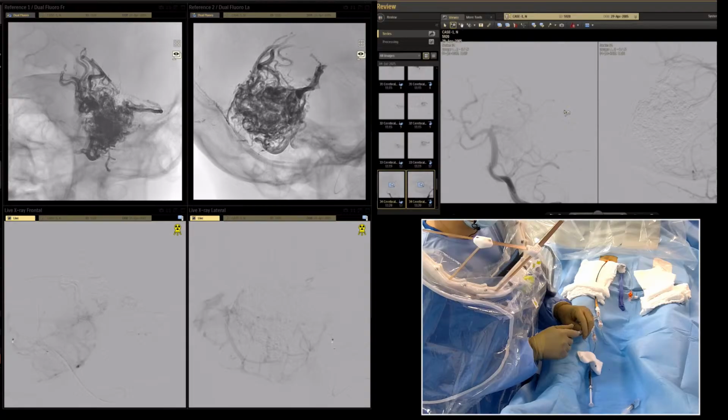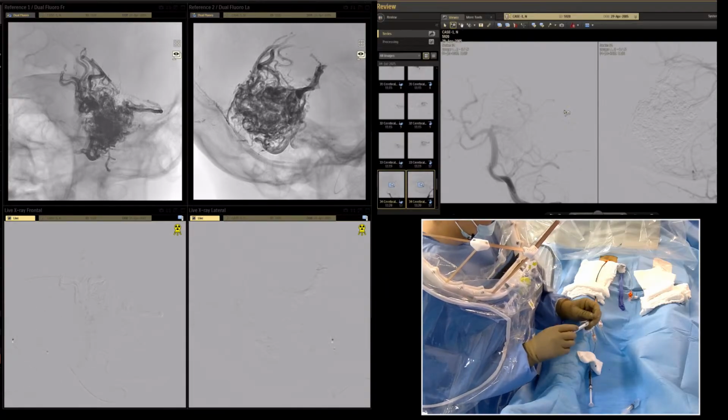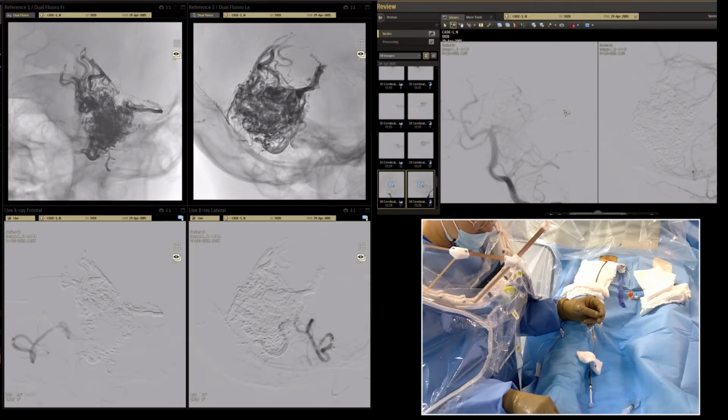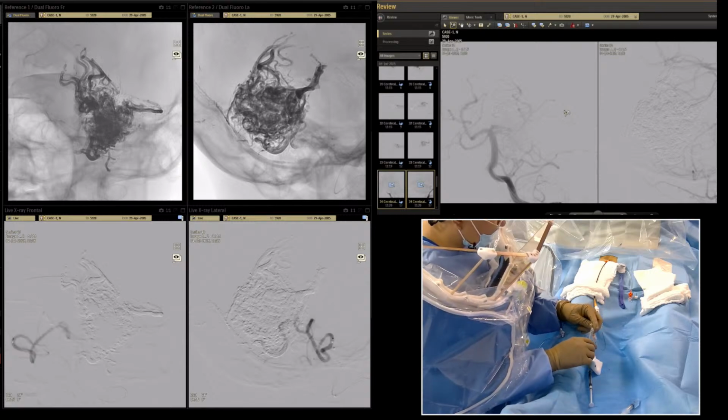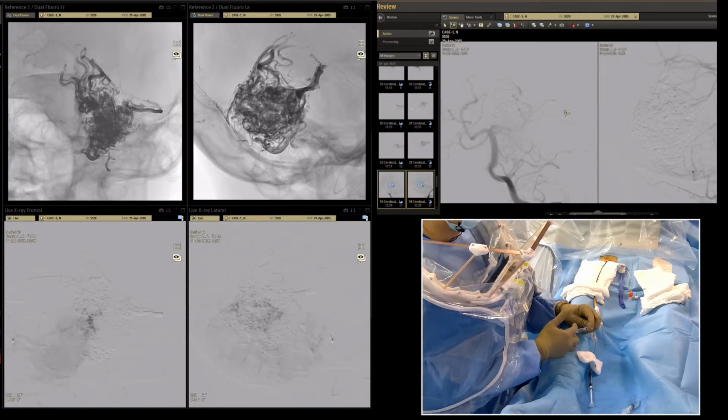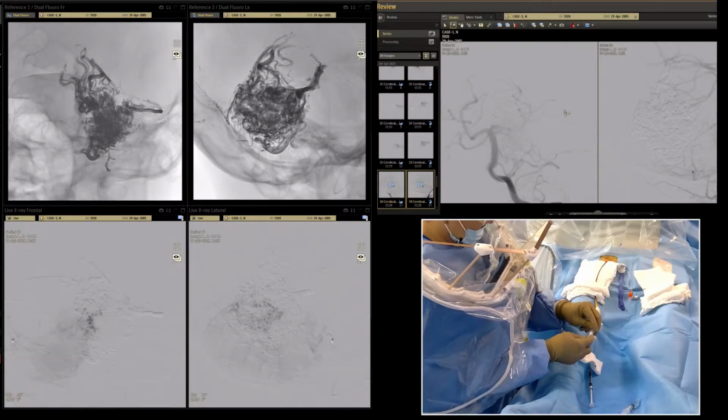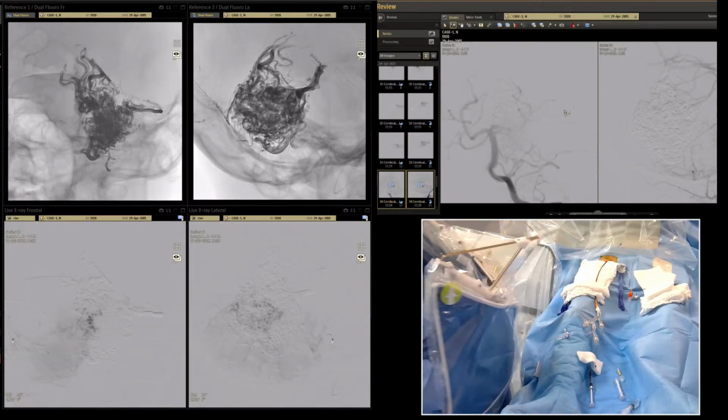Yes, there is no delay in the arteriovenous phase, and this part of the AVM is secured as much as possible. We will replace the microcatheter to the territory of SCA.